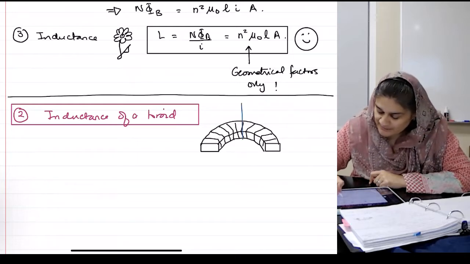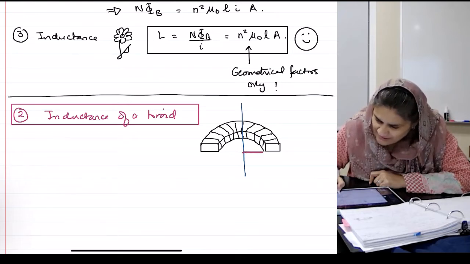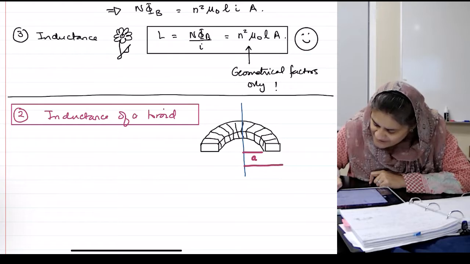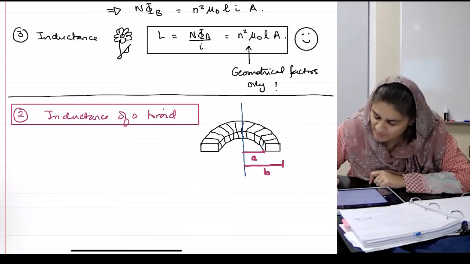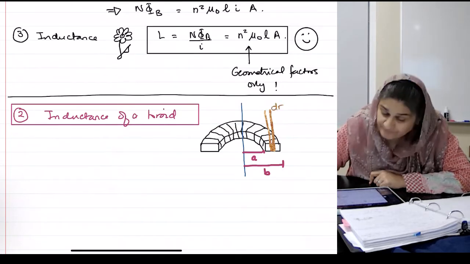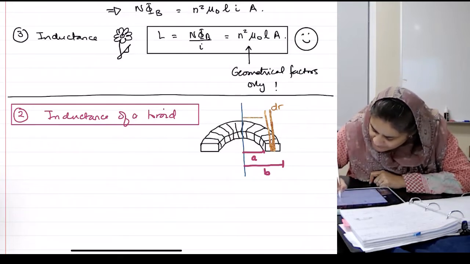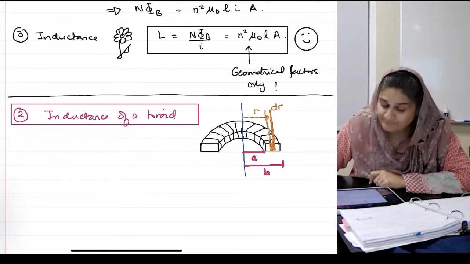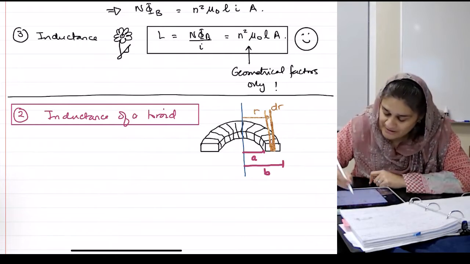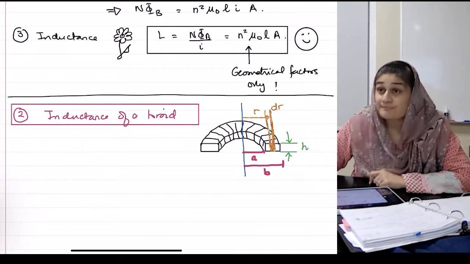Then I'm going to do a middle axis. I'm going to call this distance A and this distance B. Then I'm going to take a small dr. And I'm going to call this distance to the middle of it as R. The height of this, I'm going to call it H.